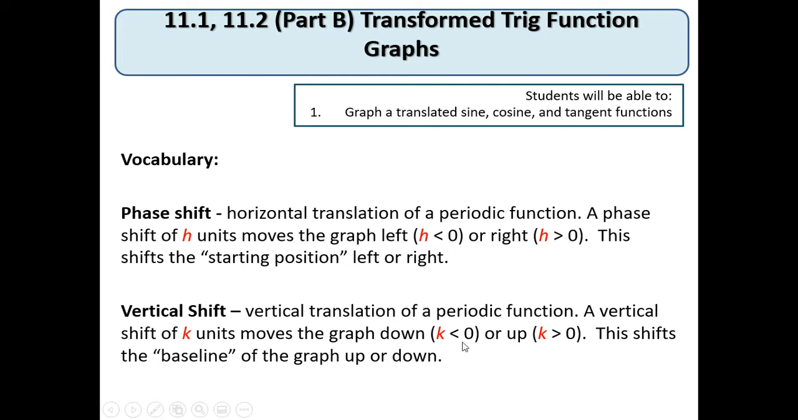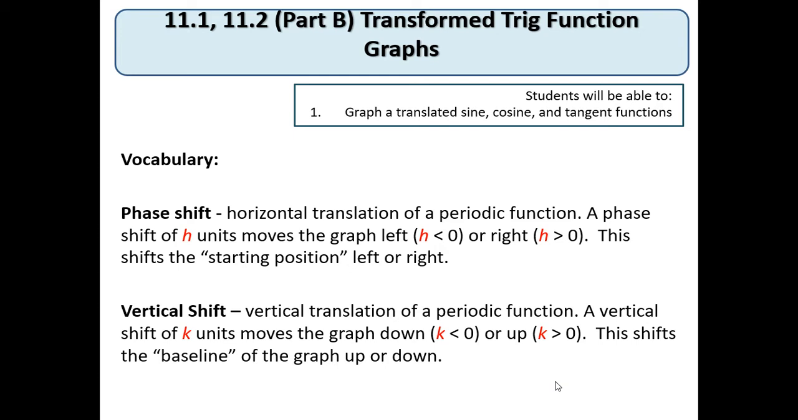And up and down. So we've done this with other functions, so this should not be a new concept. This is what we've done with other functions, but now we're going to do it with the sine and cosine and tangent functions as well. So a phase shift, this is a horizontal translation of a periodic function. Remember, periodic function means it repeats itself.